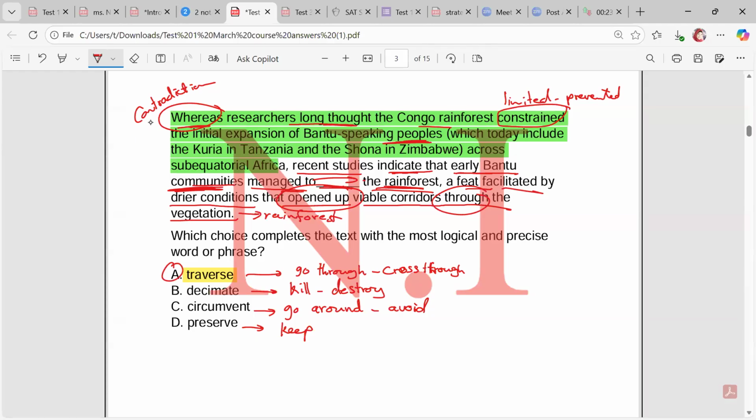So they were able to go through, cross through. Not kill, not go around; on the contrary, this is the opposite. Go around means they avoided, but no, they went through. Keep, no keeping.